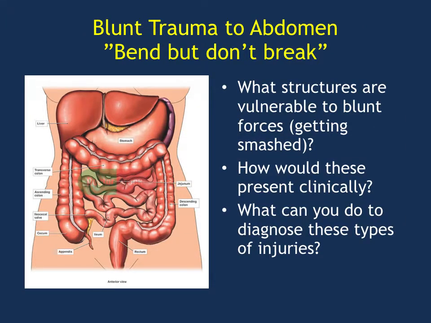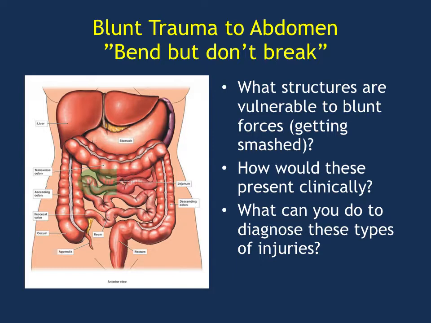So, thinking about blunt trauma to the abdomen, obviously you get a lot of this. This is a compressive force from a seatbelt in a car crash or a strike with a fist or a bat. So a lot of the structures do have a fair amount of compliance and might bend but might not necessarily break until you get to that excessive force.